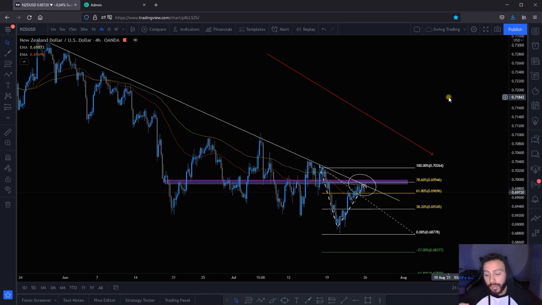But this is the area of value. We have to also take into consideration entries. So how do we get good entries? That will be worked out in other videos.